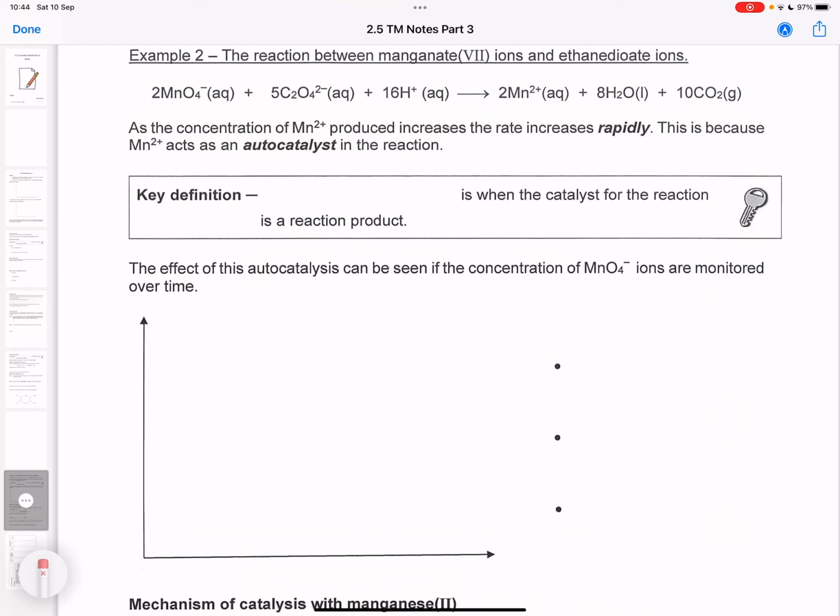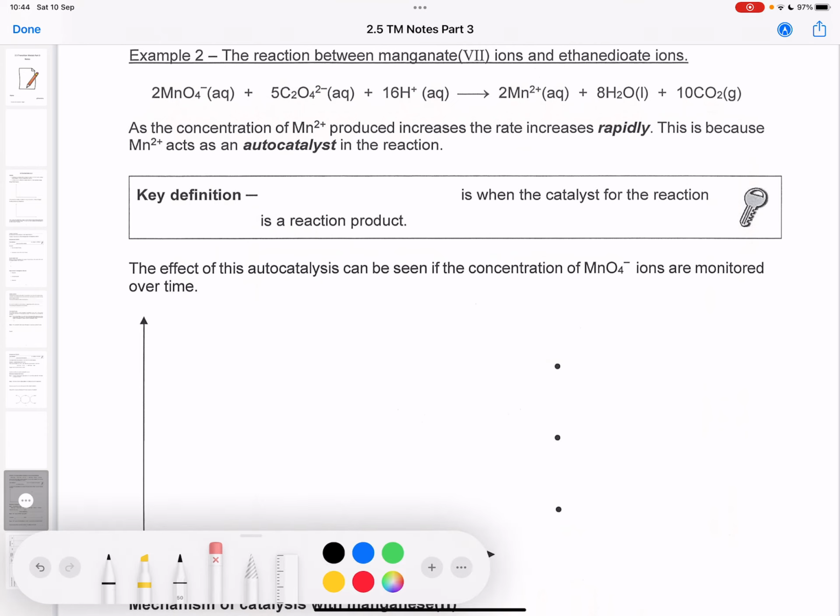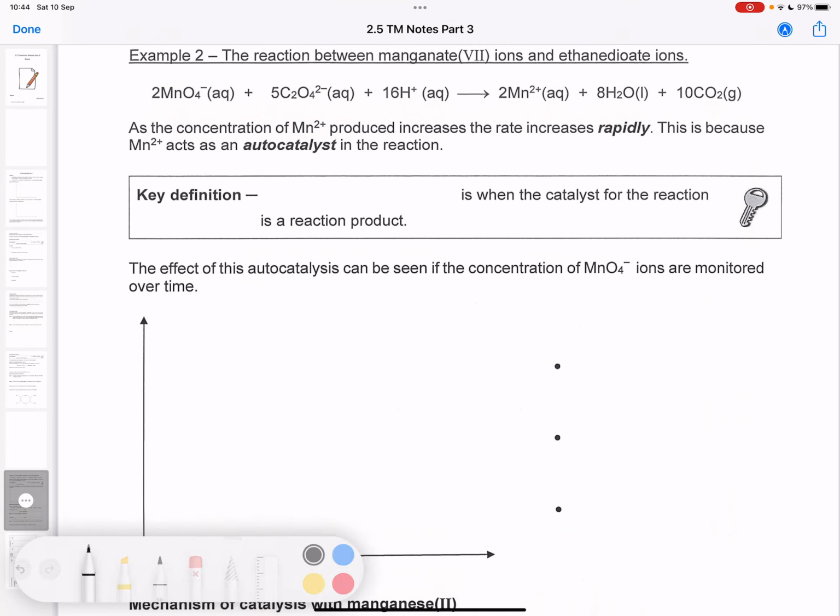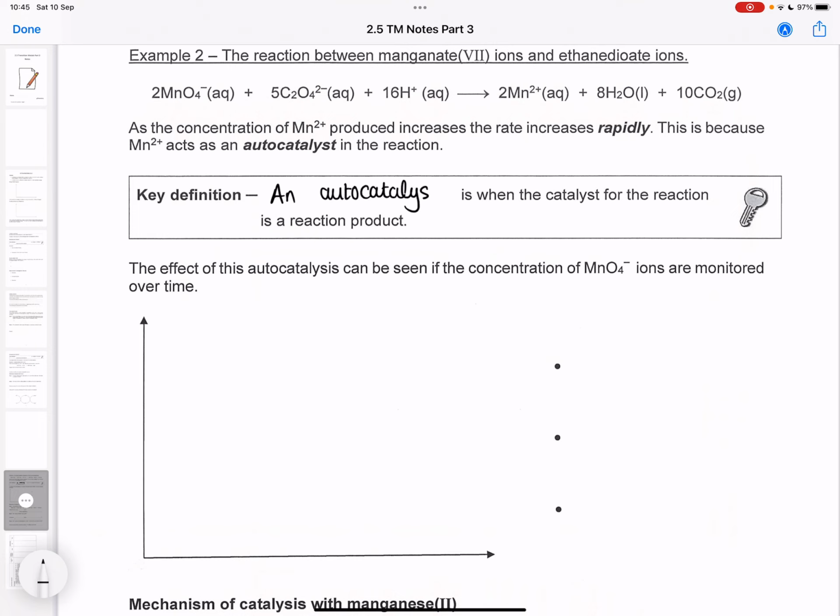In this video we're going to look at a specific example of homogeneous catalysis called autocatalysis. Autocatalysis is where the catalyst that we're going to be using is actually a product of the original reaction. So an autocatalyst is when the catalyst for the reaction is a reaction product.